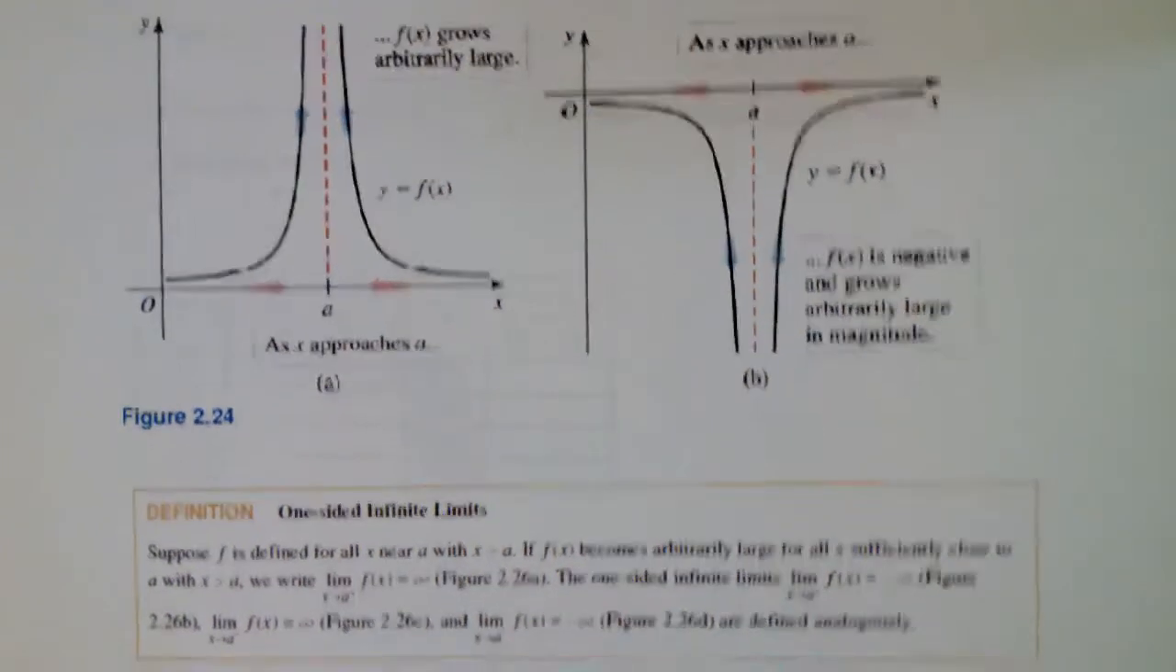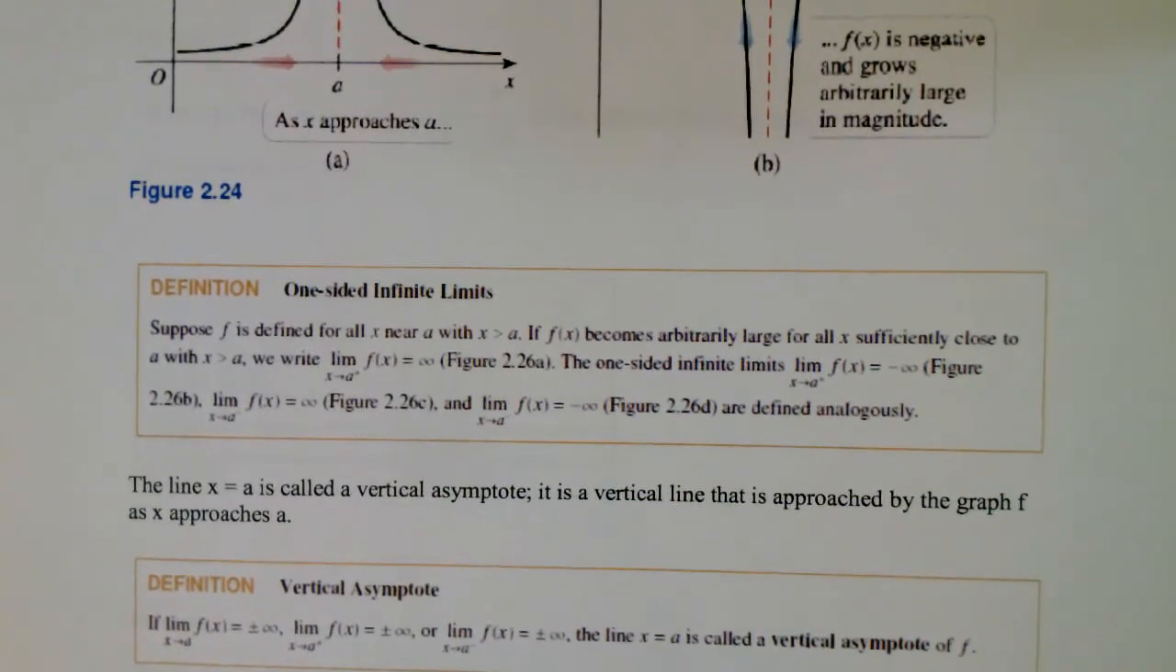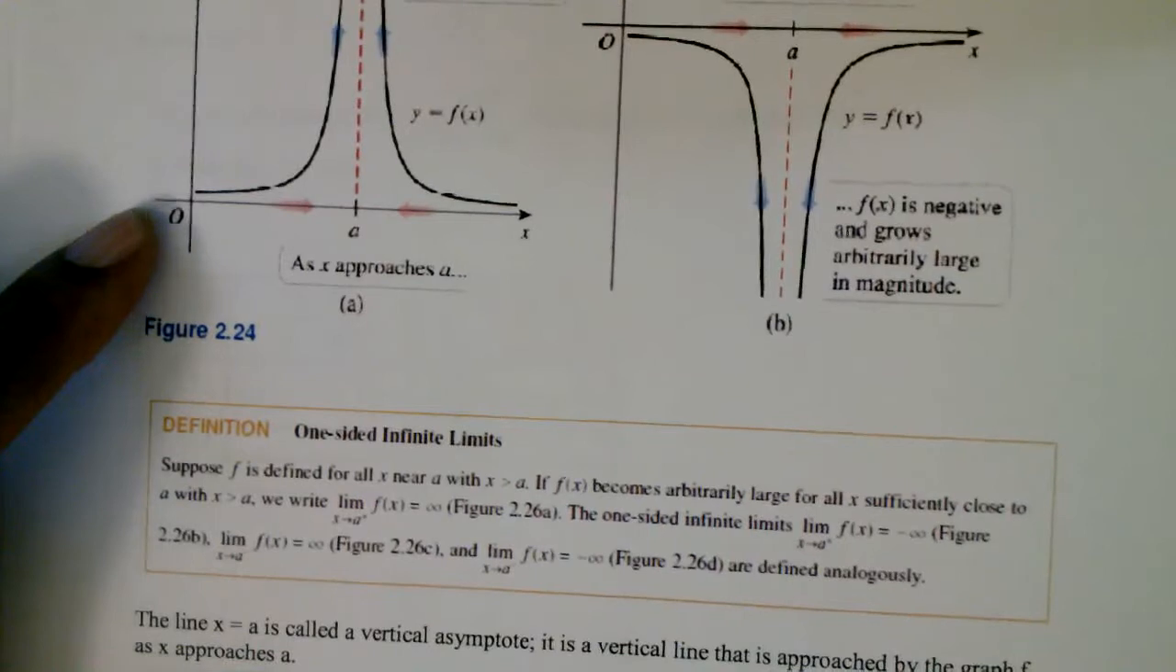Okay. Now back to one-sided limits. Suppose f is defined for all x near a with x greater than a. If f of x becomes arbitrarily large for all x sufficiently close to a, with x being greater than a, then that means we can write that as the limit as x approaches a from the right of f of x equaling infinity, okay? That's this figure right here.